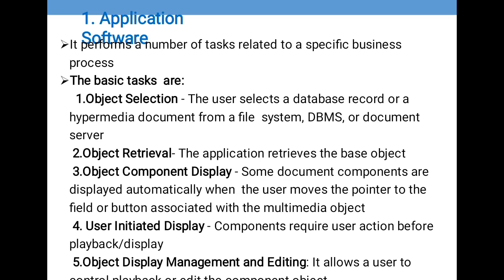Object retrieval is provided by the application software component, which is used to retrieve the base object. Object component display is one which allows some document components to be displayed automatically when the user moves a pointer to the field or button associated with the multimedia object. User initiated display requires user action before playback or display. And the last characteristic is object display management and editing, which allows the user to control playback or edit the document object.